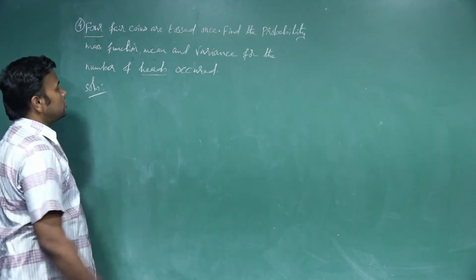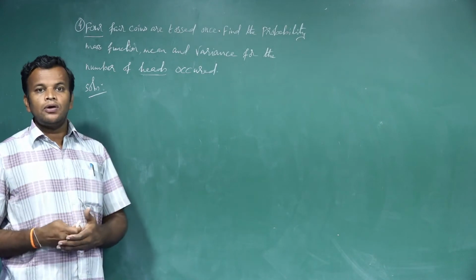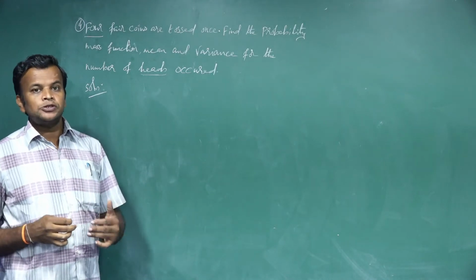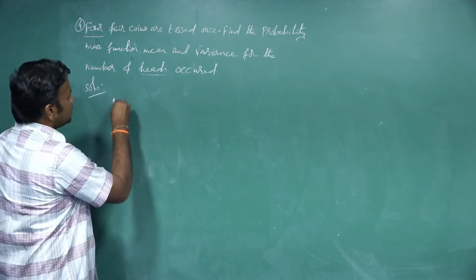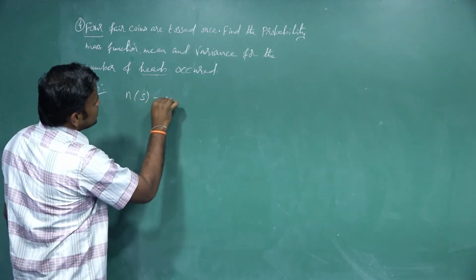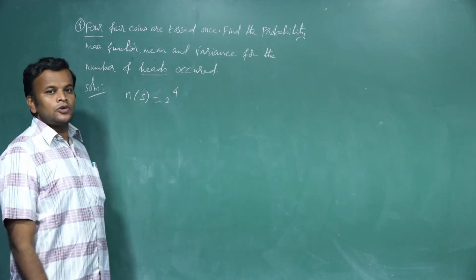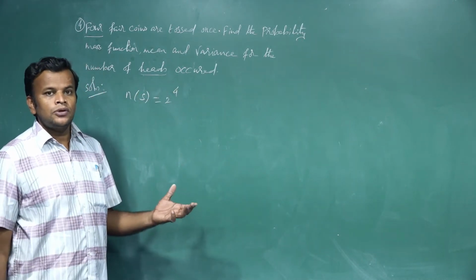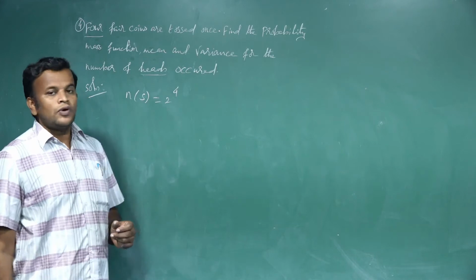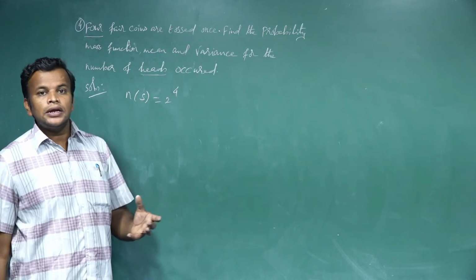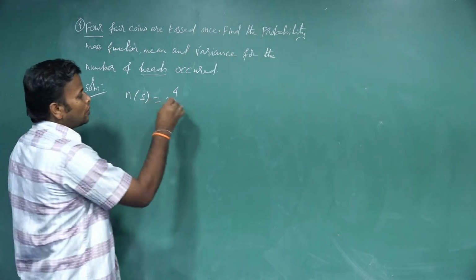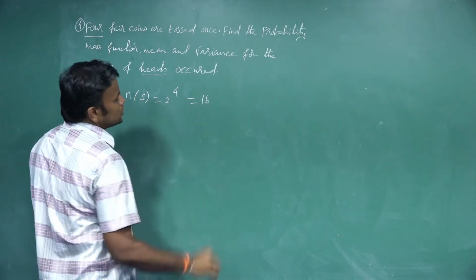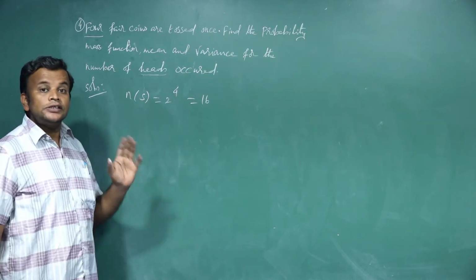To find some probability value, it is important to find the value of the sample space, because the formula for P(A) is n(A) by n(S). So n(S) is very important. Here the value of n(S) is 2 power 4. You identify why it is 2 power 4. When coins are tossed, the general formula is 2 power n, where n indicates the number of coins. Here, how many coins are there? 4 coins. So 2 power 4. The value of 2 power 4 is 16. So n(S) here is 16.